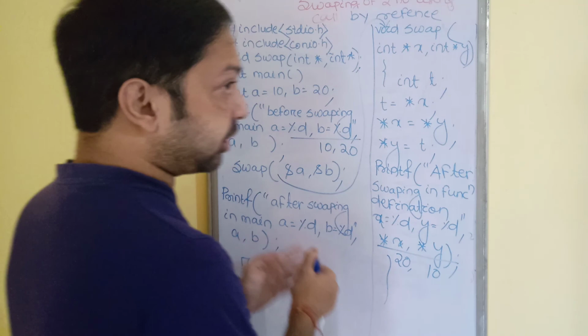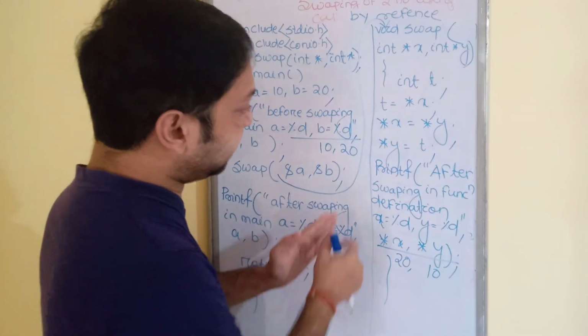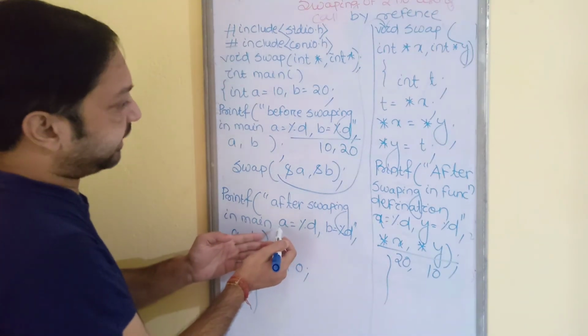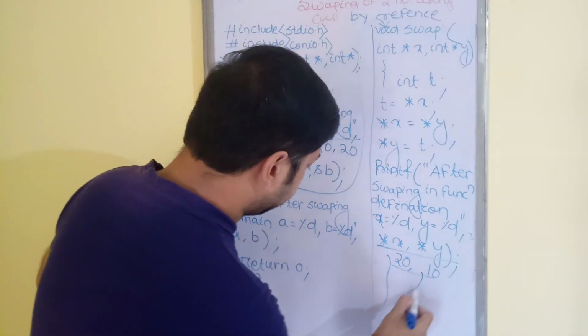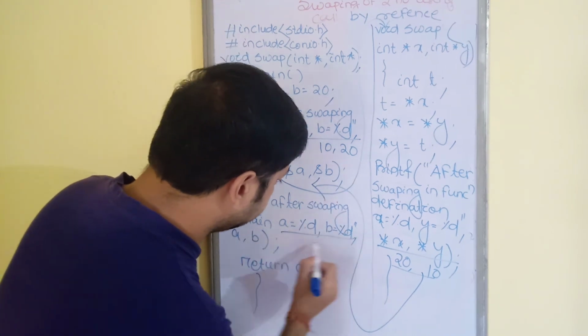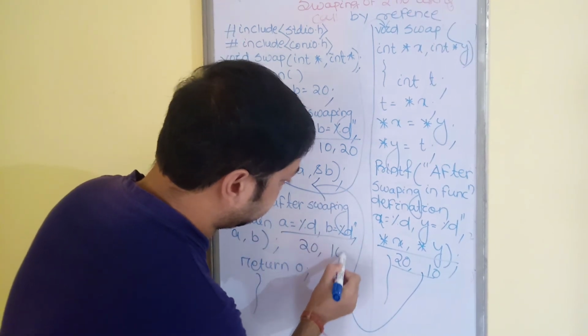But as this is a call by reference method, so we know that any changes made to the function definition part will be reflected in the main function, right? So the same value will be reflected here. When it is written, you will get the value here as again 20 and 10.